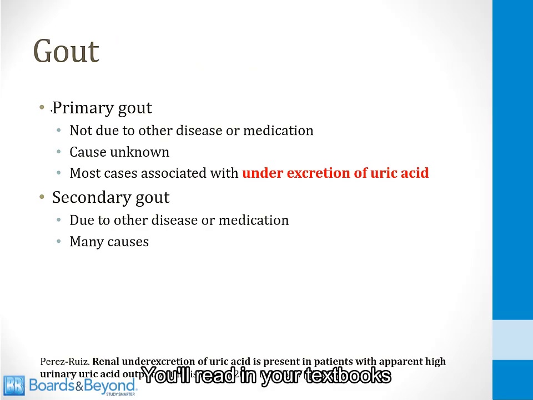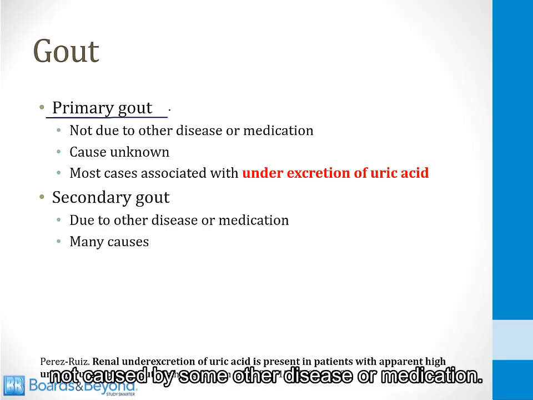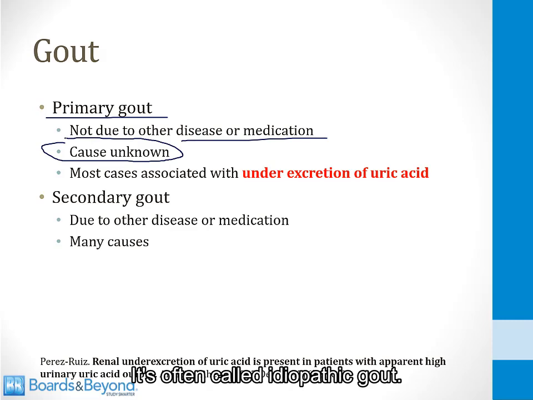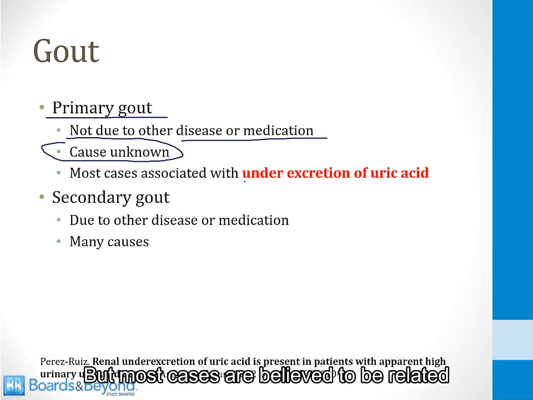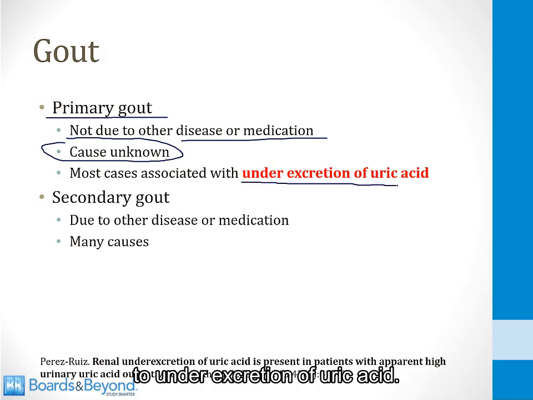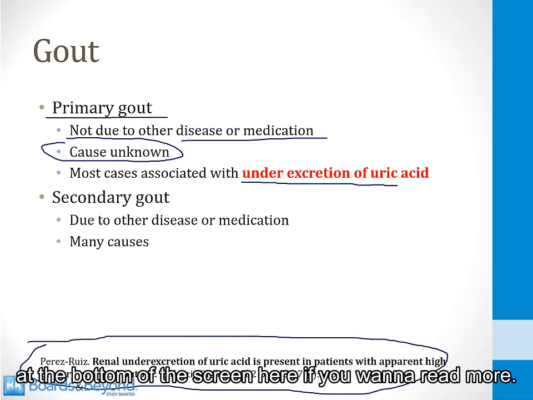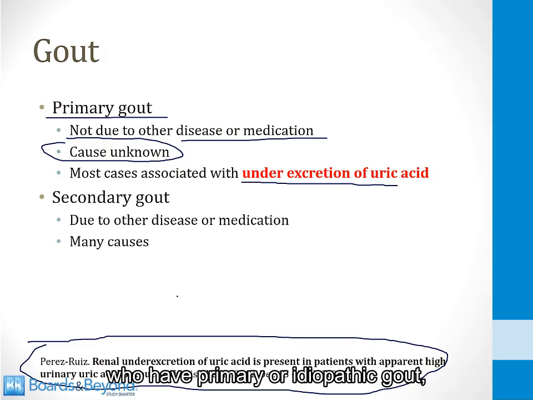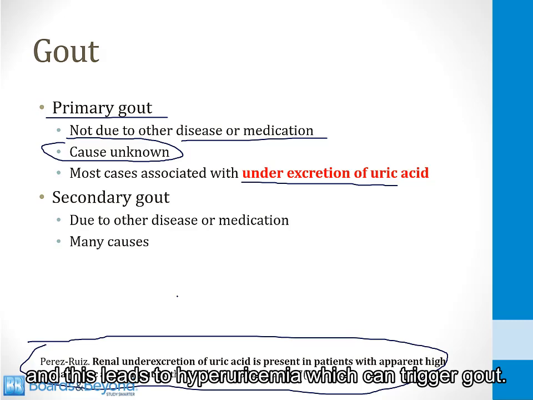You will read in your textbooks about primary versus secondary gout, so let's talk about that now. Primary gout is gout that occurs not caused by some other disease or medication. The exact cause of primary gout is unknown. It's often called idiopathic gout, but most cases are believed to be related to under-excretion of uric acid. I've cited a journal article at the bottom of the screen here if you want to read more, but people have found that in many patients who have primary or idiopathic gout, they are under-excretors of uric acid, and this leads to hyperuricemia, which can trigger gout.